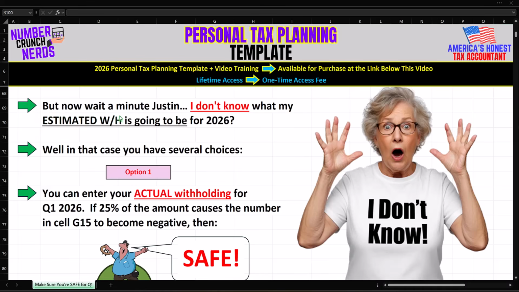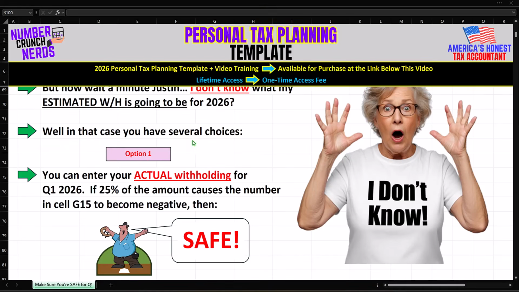Okay, but now wait a minute, Justin. What if I don't know what my estimated withholding is going to be for 2026? Maybe the $25,000 that we just put in was totally a guess. We have no idea if that's even going to be right. Maybe I'm going to have transactions later in the year that will have withholding associated with them, but maybe right now in Q1, I don't even know what the amount of the transaction is going to be. So how am I going to know how much the withholding is going to be? What am I supposed to do if I can't make a reasonable estimate in Q1 what my annual withholding is going to look like? Well, in that case, you have several choices.